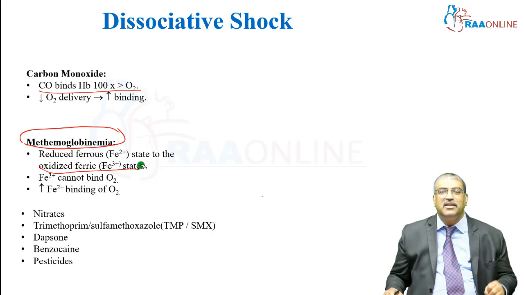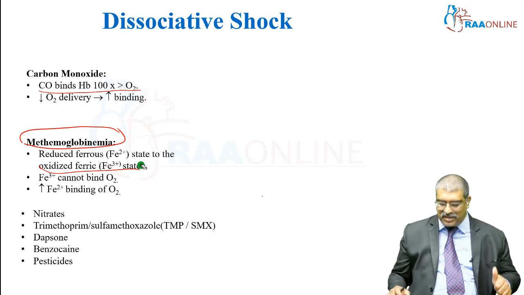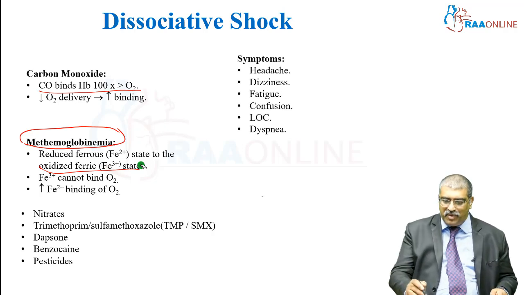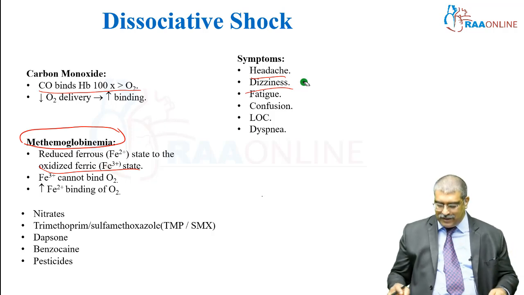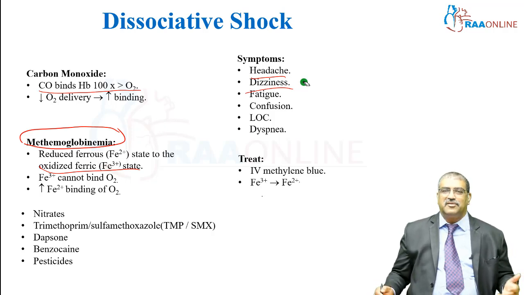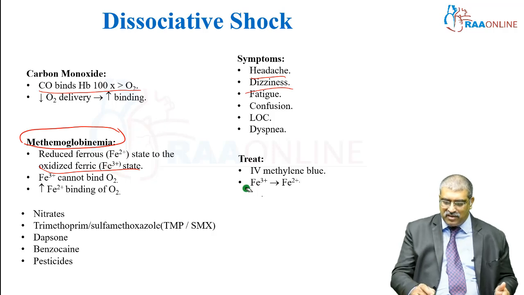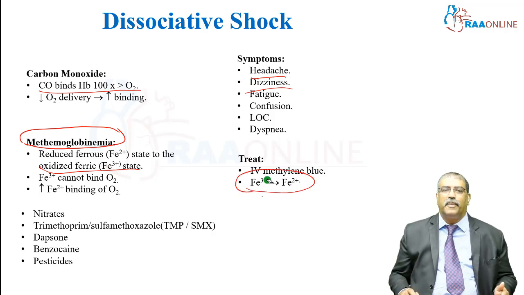It can happen with nitrate or trimethoprim sulfamethoxazole combination, dapsone, benzocaine and pesticide. Here the symptoms are going to be headache, dizziness, fatigue, confusion, loss of consciousness and dyspnea, and the treatment is with methylene blue, which converts ferric to ferrous form.